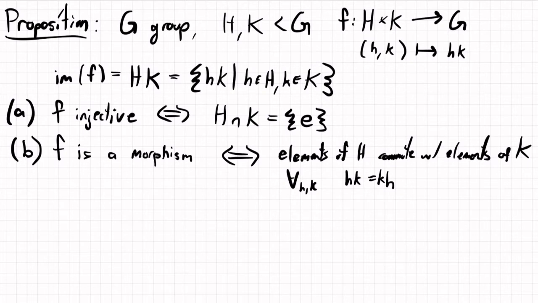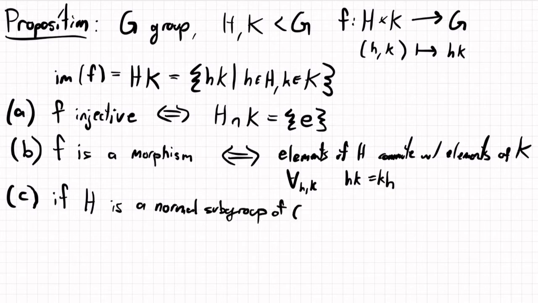Okay, the third part is, if H is a normal subgroup of G, then HK, the image, is a subgroup.